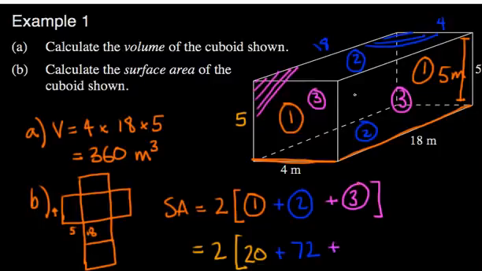That side is on the back, and that is 5 by 18. And 5 times 18 is the same as doing a half of 18 times 10, which is 90. By adding all of these together and then multiplying it by 2, I find that my total surface area is 364. But remember the units, which is meters squared.